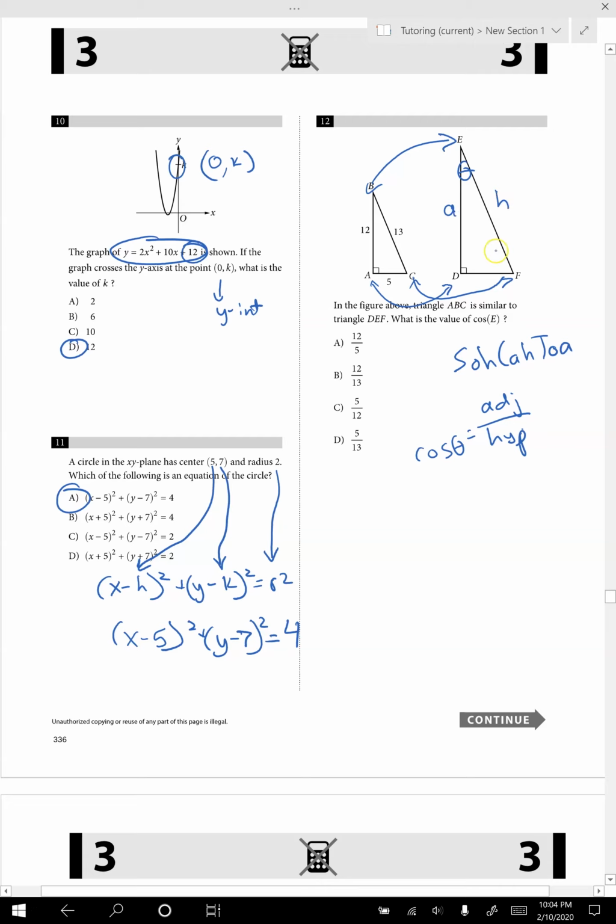Since these triangles are similar, their trig ratios will be the same. They'll be proportional, which means 12 over 13 is the cosine of this angle, and 12 over 13 is also the cosine of this angle.